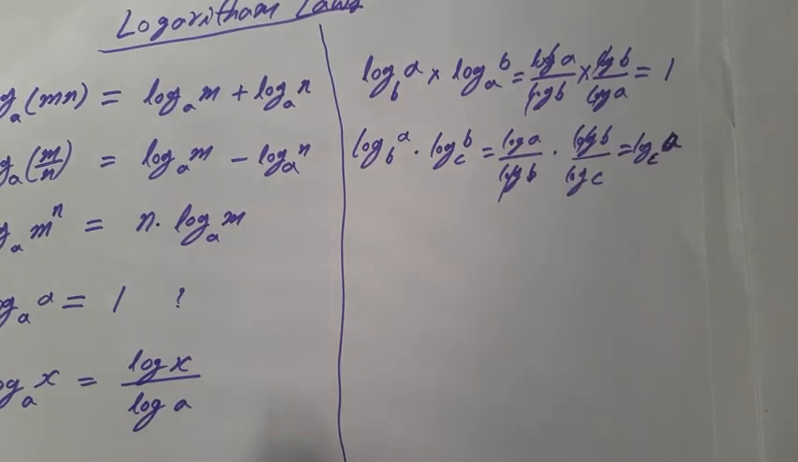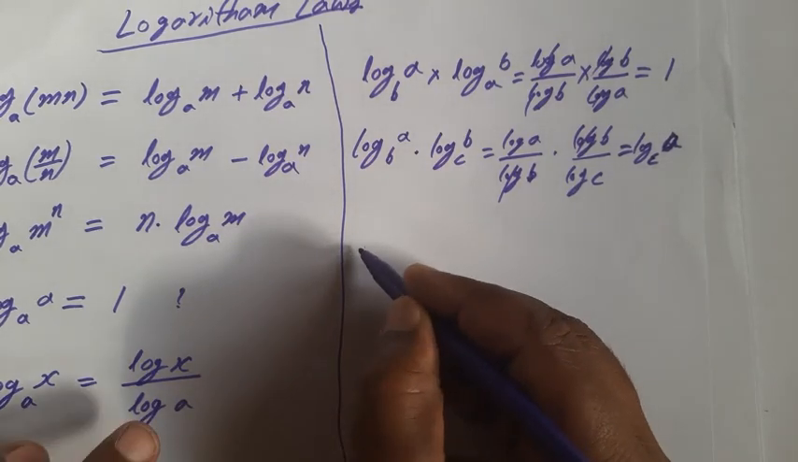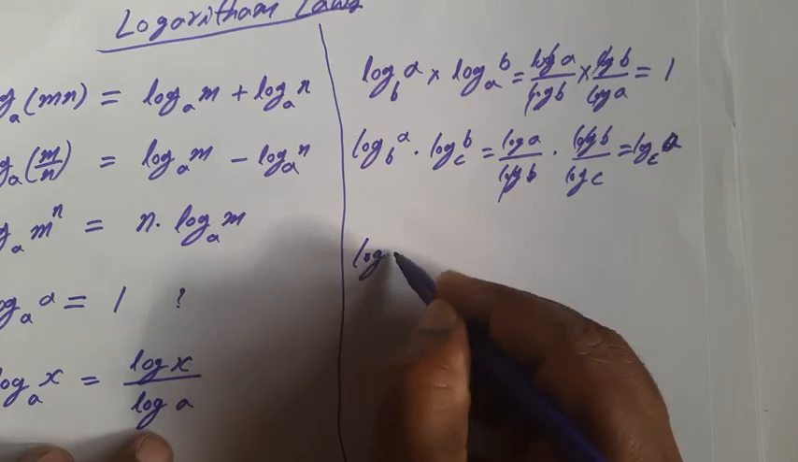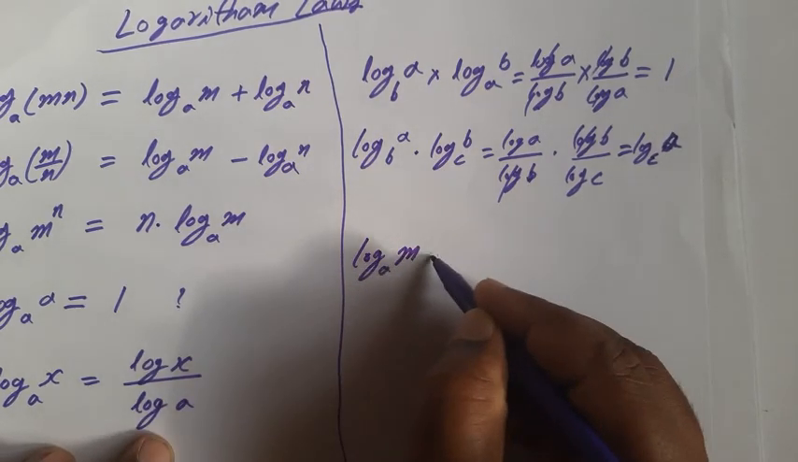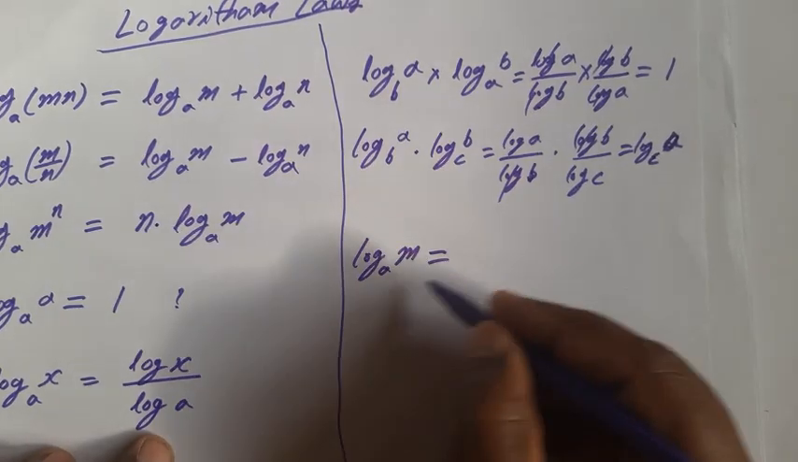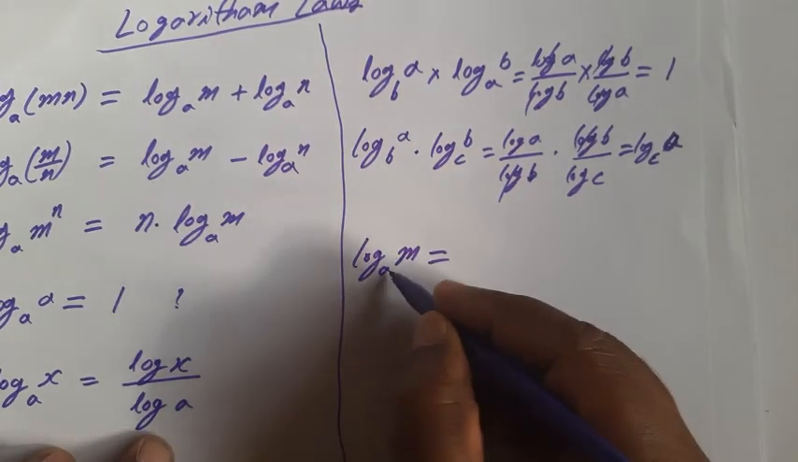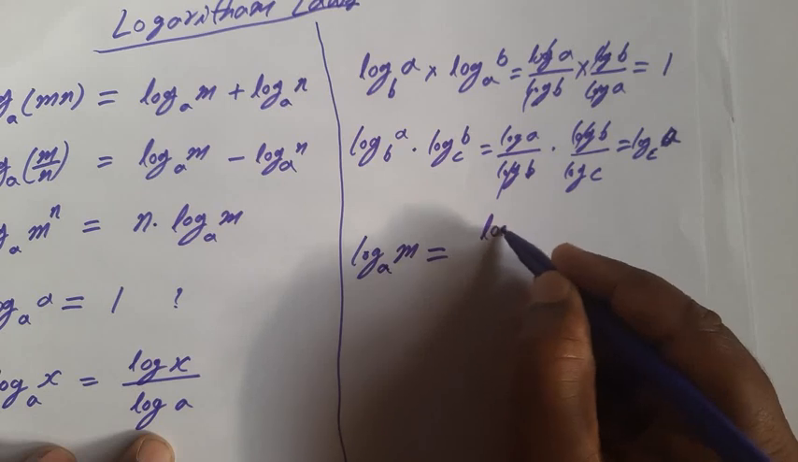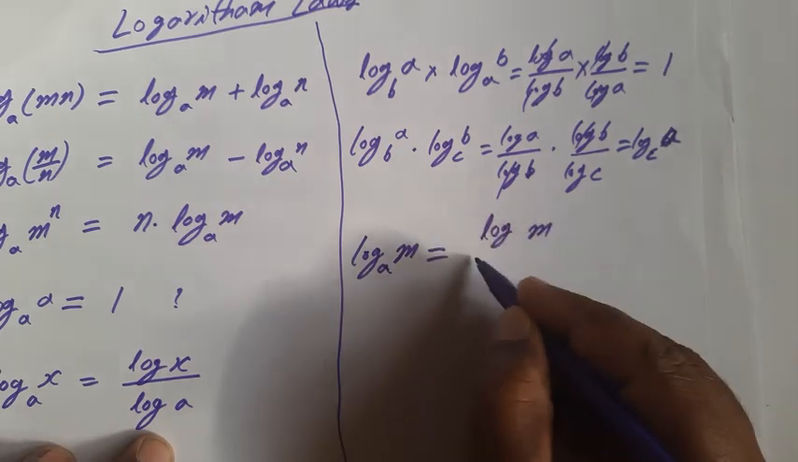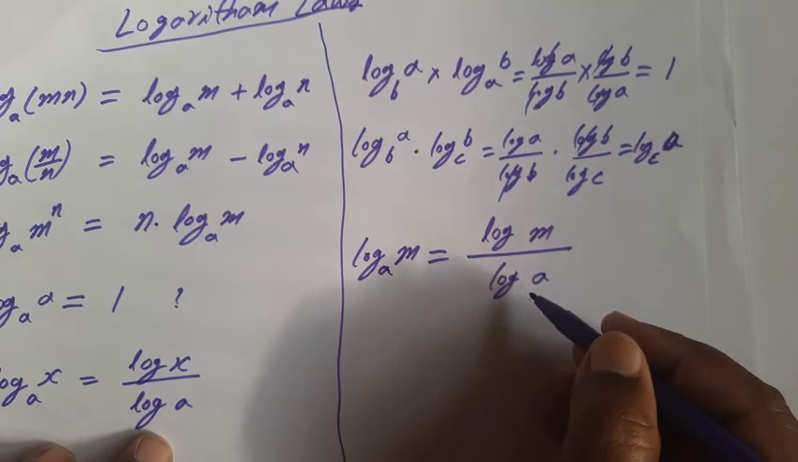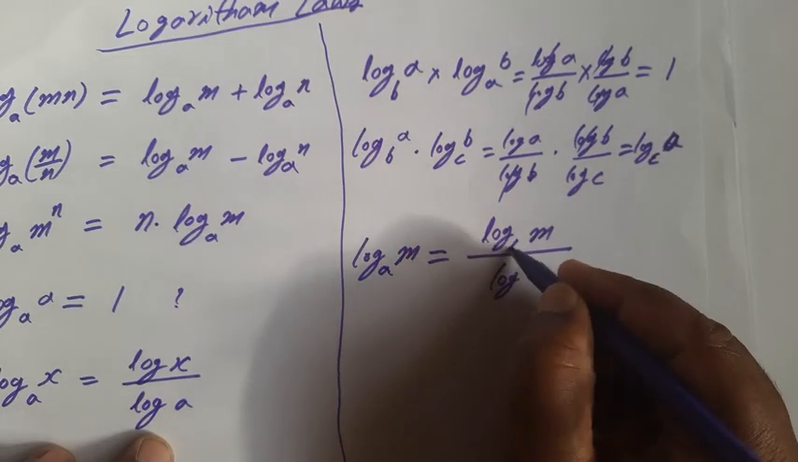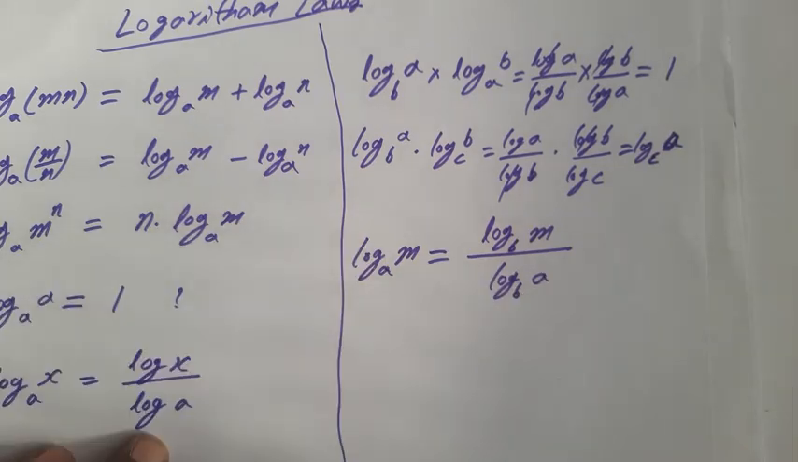Okay, now you might have understood. Now what else? Yeah, log m base a. This we can write as log m by log a with the same base. Here same base, here same base.